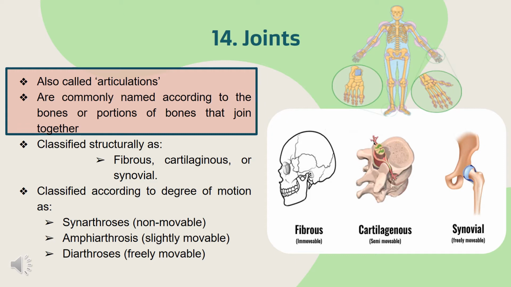So they are also classified according to the degree of motion. We have synarthrosis, which are non-movable, amphiarthrosis, which is slightly movable, and diarthrosis, which is fully movable. So fibrous and cartilaginous joints have little or no movement, while synovial joints have considerable movement.